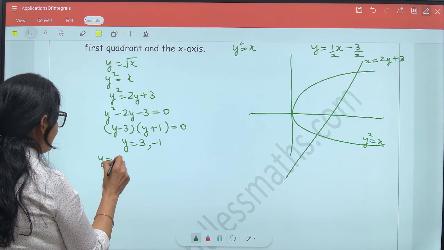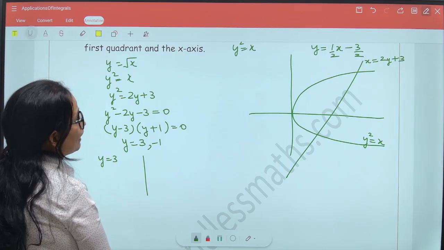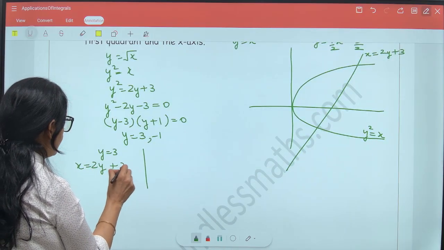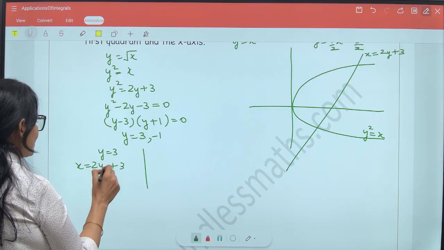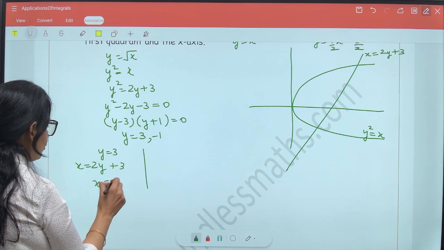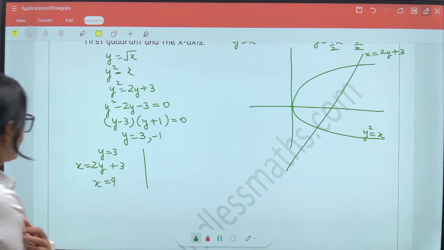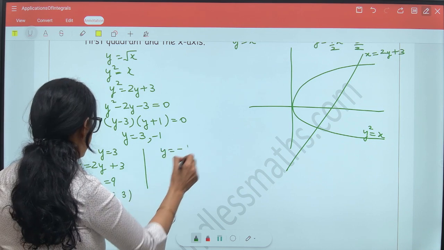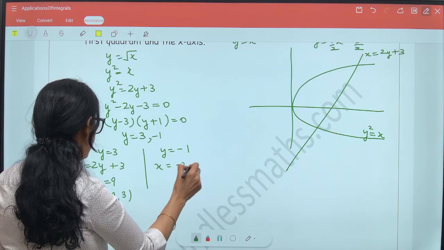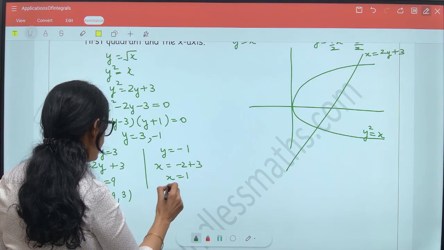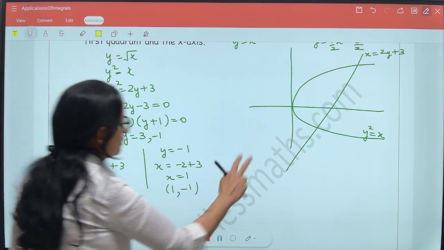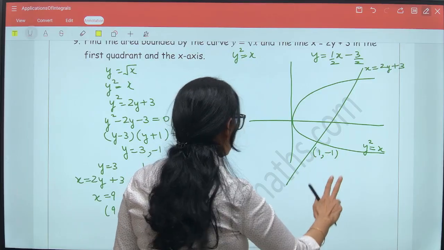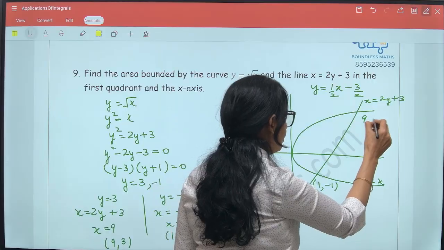So when y is 3, the value of x will be, x is 2y plus 3. So 3 into 2, 6. 6 plus 3 is 9. So value of x will be 9 here. So that means the point is 9 comma 3. And when y is minus 1, x is going to be minus 2 plus 3. That means x is 1. So the point of intersection is 1 comma minus 1. So this point of intersection is 1 comma minus 1 and the other point of intersection is 9 comma 3.